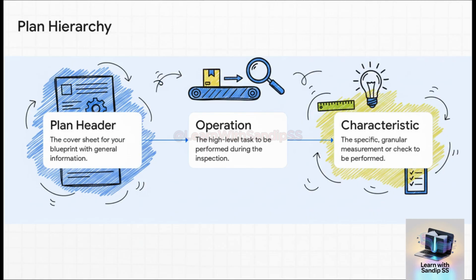At the very top, you've got the plan header. Think of this as the cover sheet. It's got all the general info. Then you have your inspection operations, which are like the big tasks you need to do. And finally, you get down to the nitty-gritty, the inspection characteristics. These are the exact specific measurements or checks you have to perform.